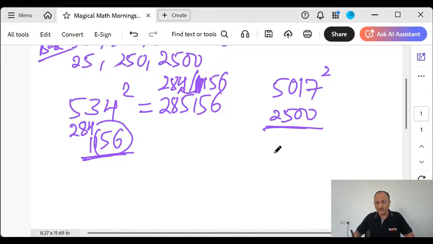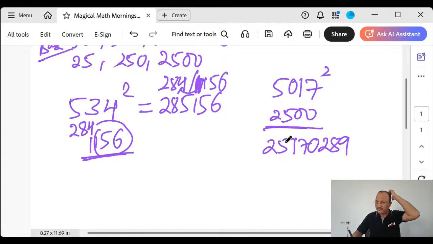2500 plus 17 is what? 2517. And then 17 square is 289. But while writing 289, we should remember that the base has 4 digits. Therefore, I will add an extra 0: 0289. Perfect. So this is the trick.